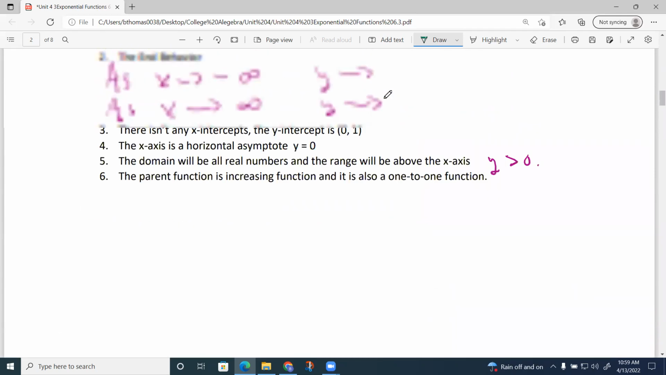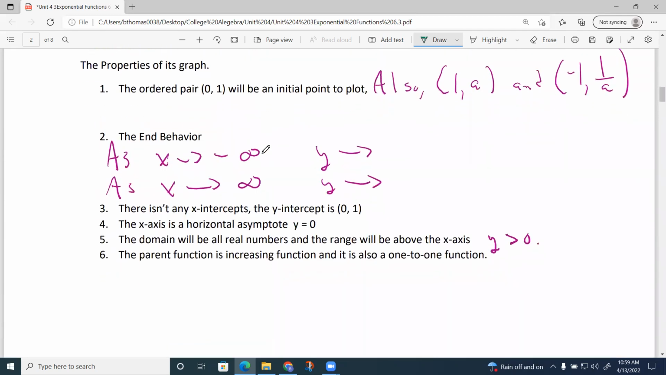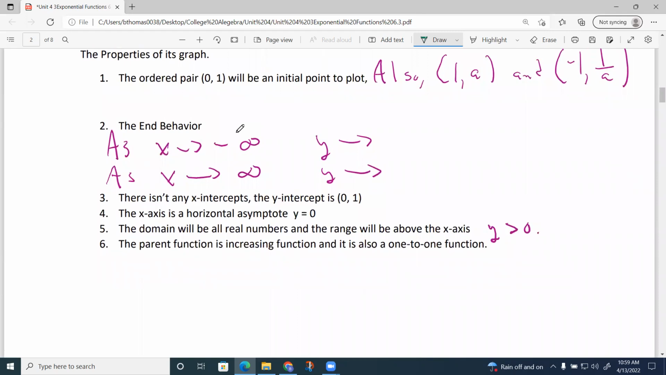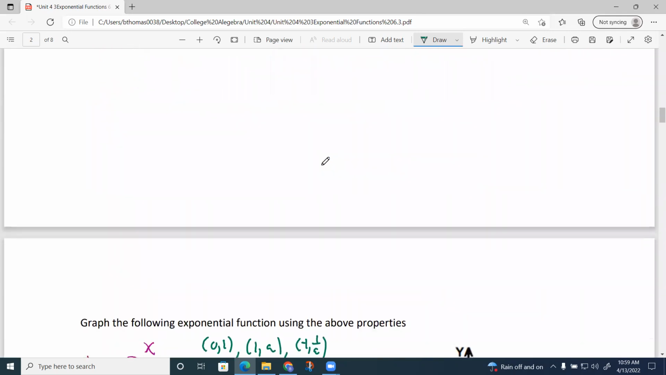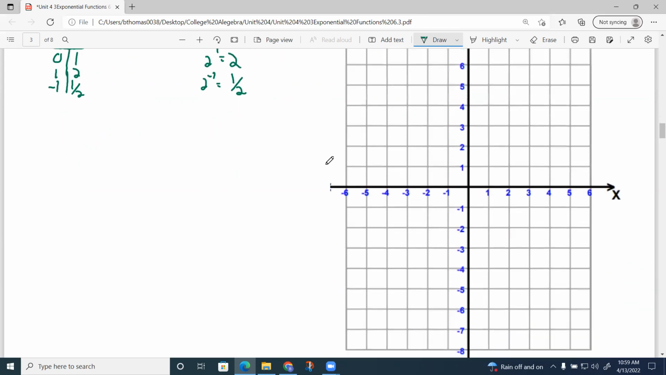Some other things to pick up on in our properties is what's called end behavior. As x approaches infinity, what is y doing? So let's look at x approaches infinity first. As far as end behavior goes, let's go ahead and graph these 3 points too. 0, 1 would be here, 1, 2 would be here, and negative 1, 1/2 is not too hard to graph. So we have that going on.